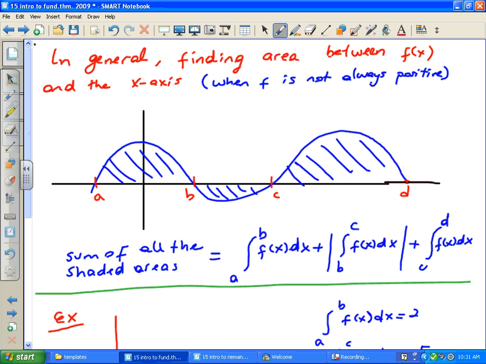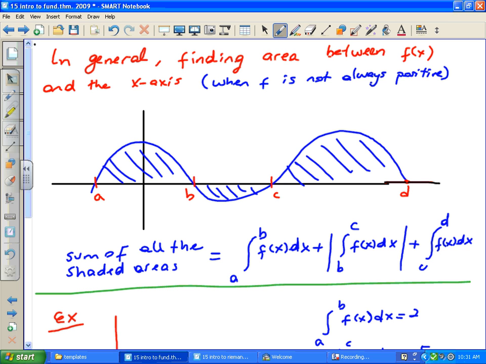So from now on, since we are not restricting ourselves to just positive functions, you guys have to be very careful, okay? When I say find the area between the function and the x-axis, the first thing we must do from now on is graph it, because you need to know: is it always positive? Does it go below the x-axis at any time?